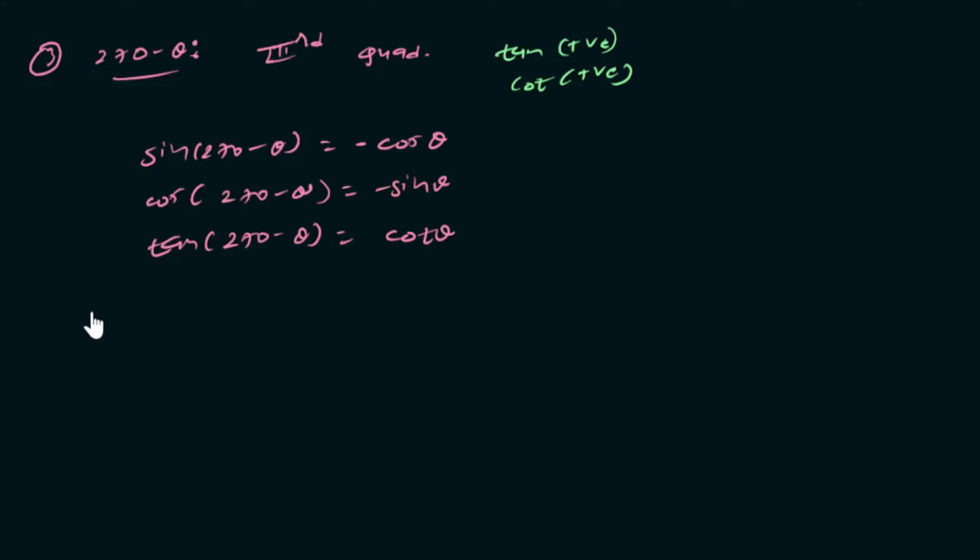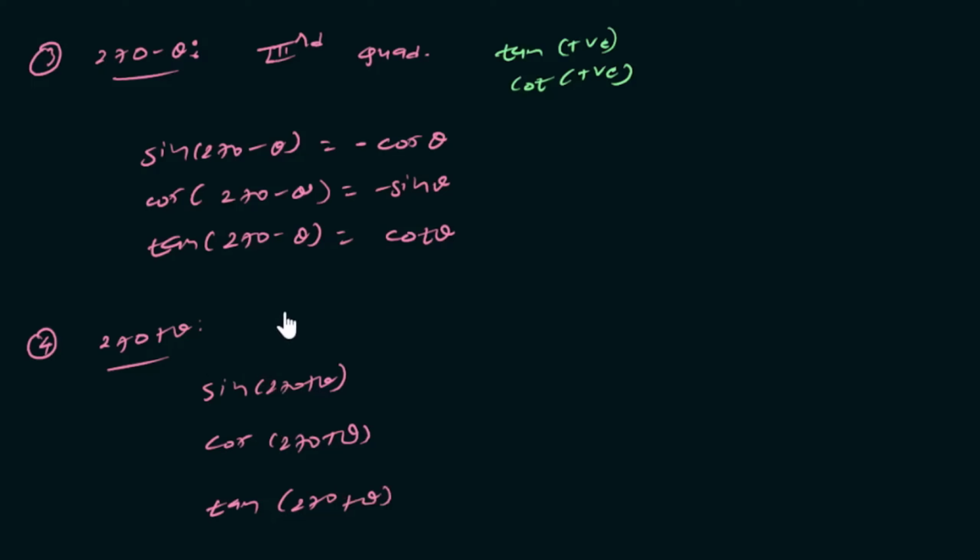Our fourth type of angle is 270 plus theta. In this case, we have sine of 270 plus theta, cos of 270 plus theta, and lastly tan of 270 plus theta. So 270 plus theta is in the fourth quadrant.